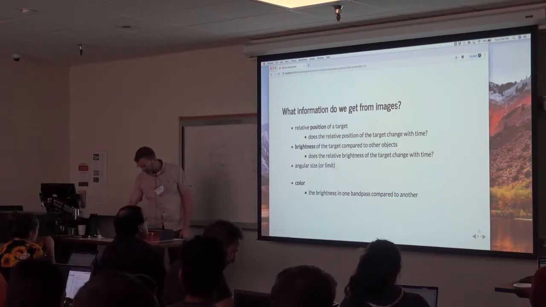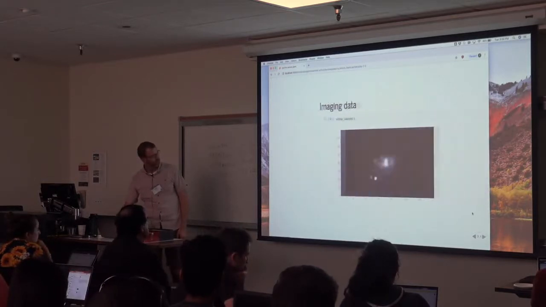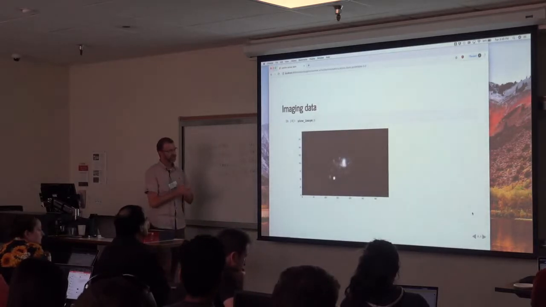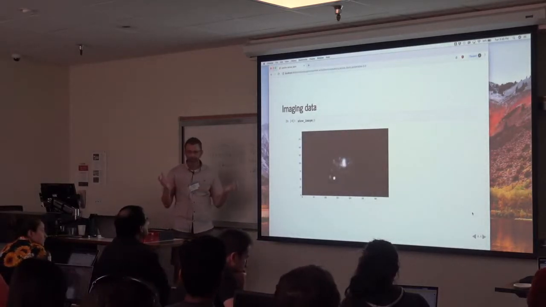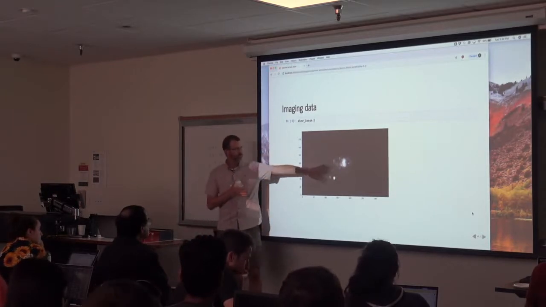So let's just take a look at an actual image. If I can. So here's an image. This is an image taken by the Sloan Digital Sky Survey. I just downloaded it. You can look at this, and again, you can say this is something. What is this right here?